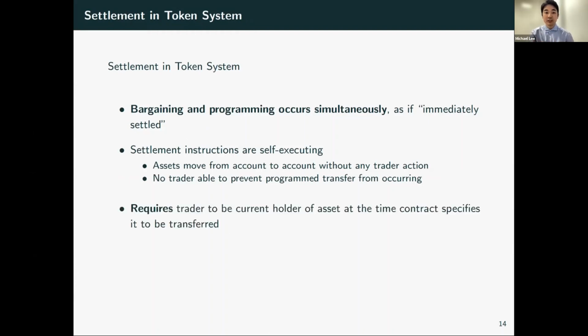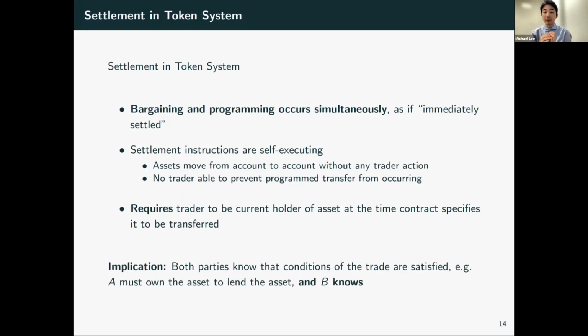Now, there's a basic condition here, and it requires that the traders have to be the current holder at the time that the contract specifies the asset to be transferred. They need to have the rights to program the asset. And this means that both parties know that the conditions of the trade are satisfied. For example, A must own the asset to lend the asset to B, and B actually knows this in the process as well.